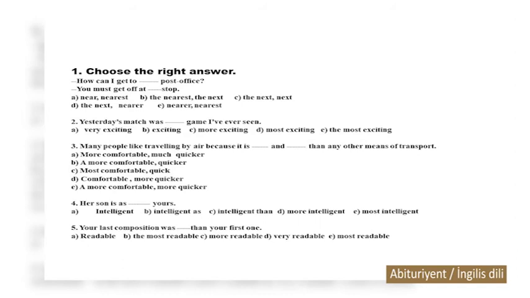Readable is positive, then the most readable is superlative. Very readable is positive. Then what about E? Most readable is superlative. In that case, our correct variant is 3. Your last composition was more readable than your first one.